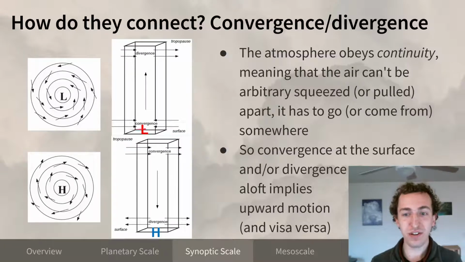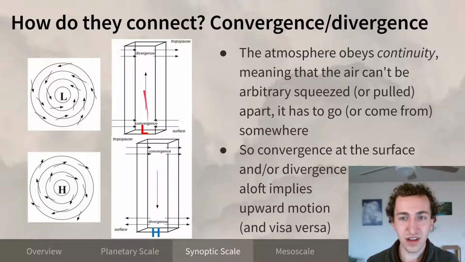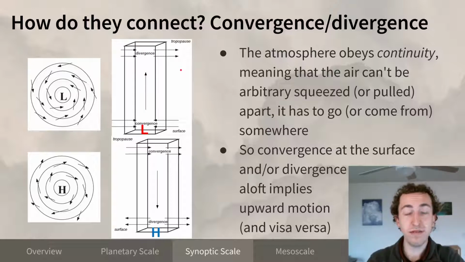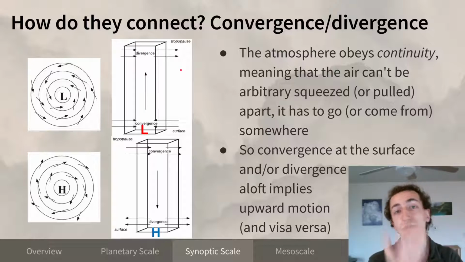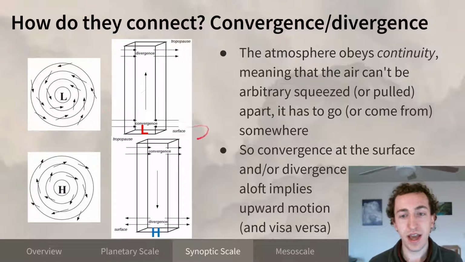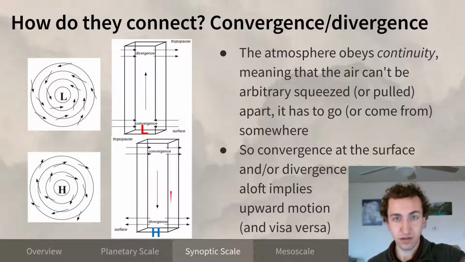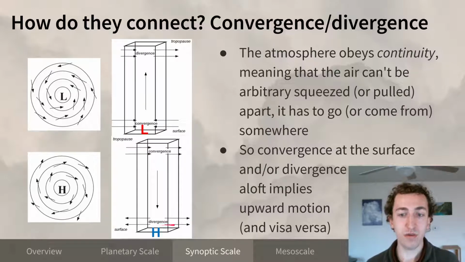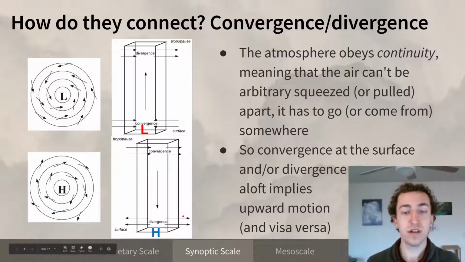if we have convergence at the surface or divergence aloft, that means we have to have upward flow. Divergence, in order to satisfy continuity, requires upward flow. And conversely, if we have convergence aloft, that means some air has to go down. Or if we have divergence near the surface, again, the air has to go down.